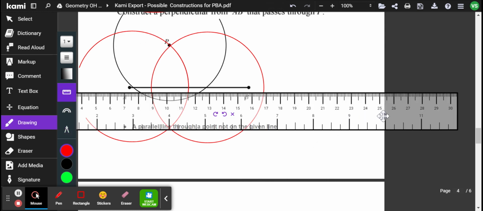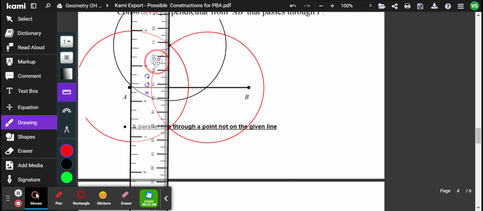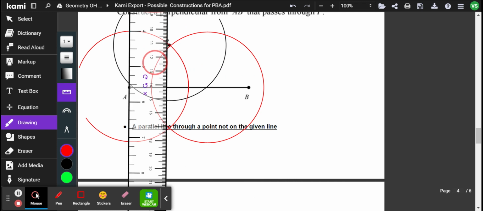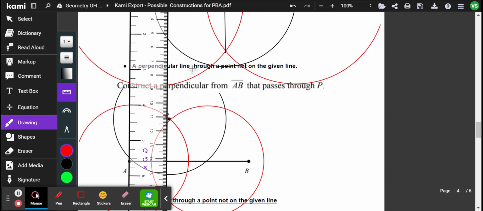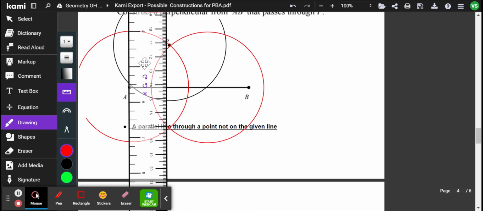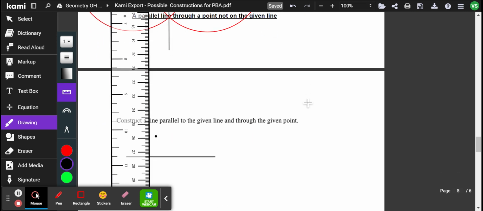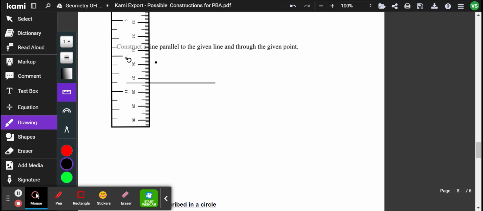So I get my ruler out again, and I'm going to make that pass through that point right there, right? It's just a little difficult to get my ruler straightened. And I'm going to draw my line through there. And there you have it. That's the perpendicular line through that point P, and this is my perpendicular bisector. Right, Miles?